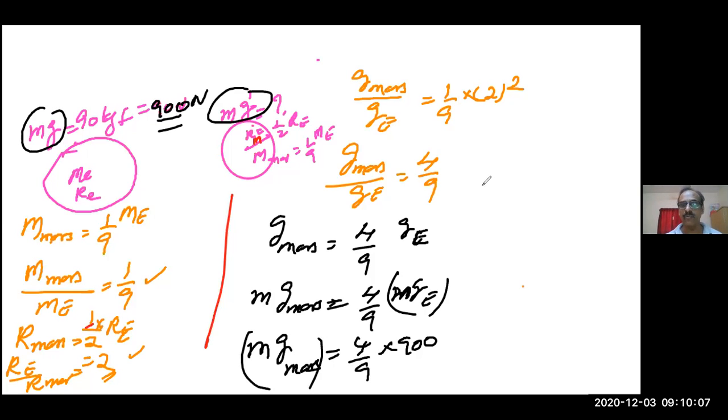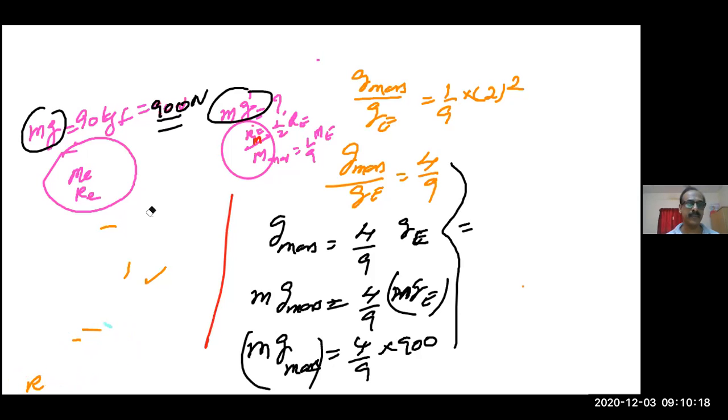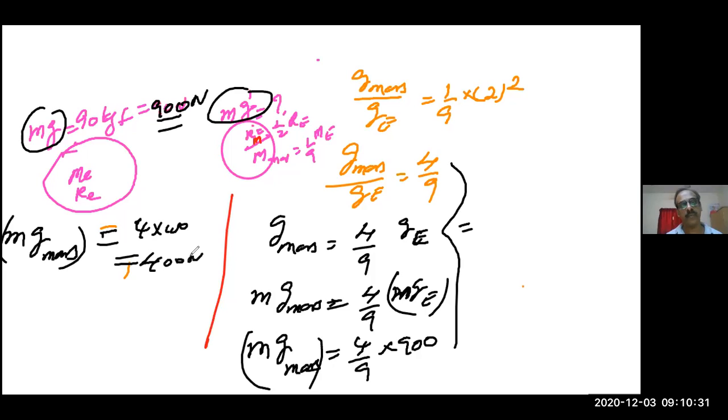That's the question. Weight on the Mars is equal to now how much will come? mg Mars will give you what? 400. Yes, 400. Weight on the Mars is equal to 4 by 9 into 900, that is 4 into 100. That means 400 Newton. This will be the weight on the Mars. Is it clear? Yes, sir. I'm multiplying by m because weight they asked. Mass remains the same on Earth and Mars, everywhere.